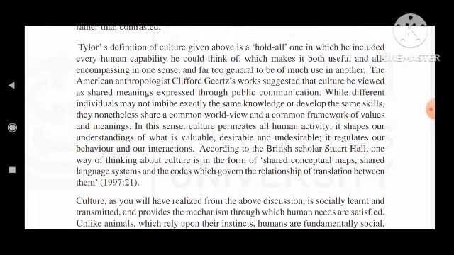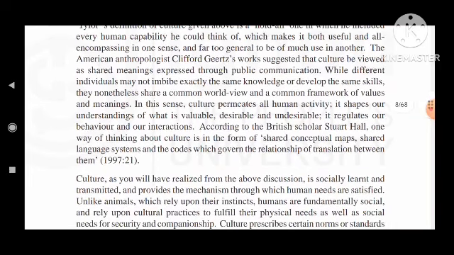While different individuals may not imbibe exactly the same knowledge or develop the same skills, they nonetheless share a common worldview and a common framework of values and meanings. In this sense, culture permeates all human activity. It shapes our understanding of what is valuable, desirable, and undesirable. It regulates our behavior and our interactions. According to the British scholar Stuart Hall, one way of thinking about culture is in the form of shared conceptual maps, shared language systems, and the codes which govern the relationship of translation between them.